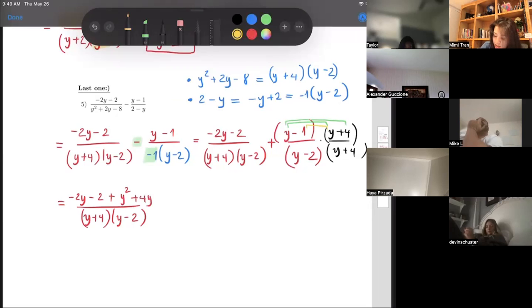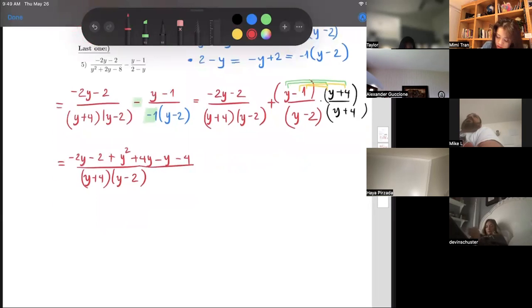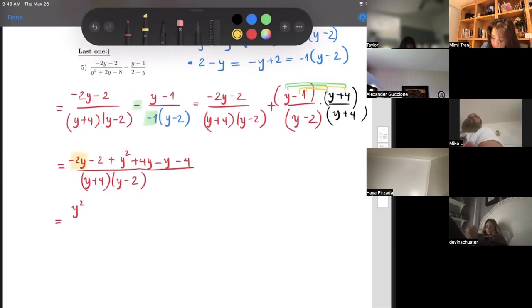-1 times y is -y. And then -1 times 4 is -4. Combine like terms, and make sure you write it in descending order. I have y squared first, with the largest degree. What do I have? I have -2y, 4y, and -y. So positive y. So plus y.